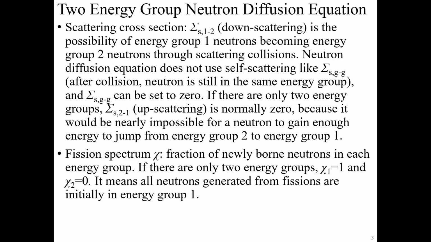Again, if there are only two energy groups, we are going to say that chi 1 will be equal to 1 and chi 2 is equal to 0, because all the neutrons newly generated from the fission have very high energy. So in most cases, they are in energy group 1. Therefore, to simplify our equation, we are going to say that chi 1 is equal to 1 and chi 2 is equal to 0. This is also our assumption, and it will also yield very good results.